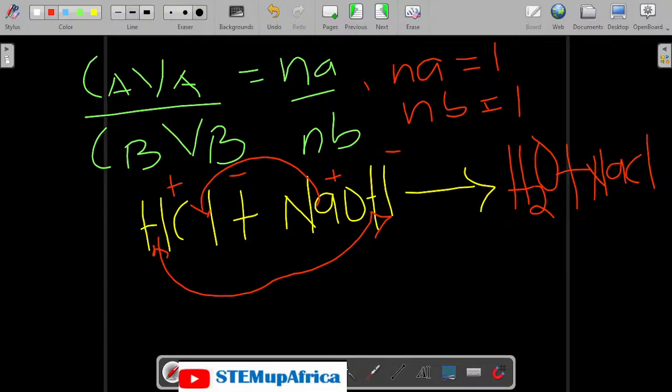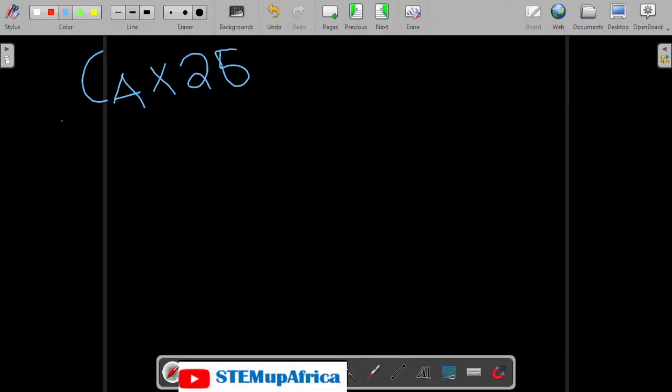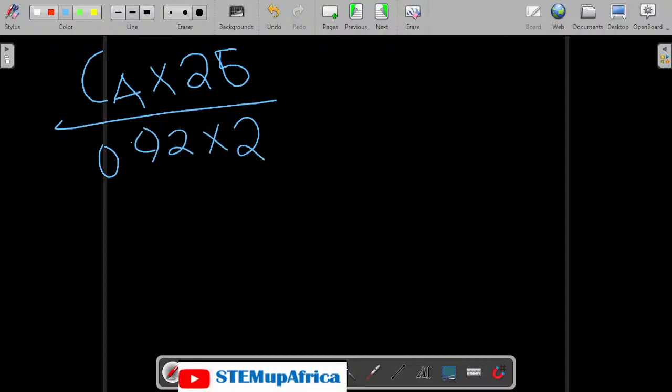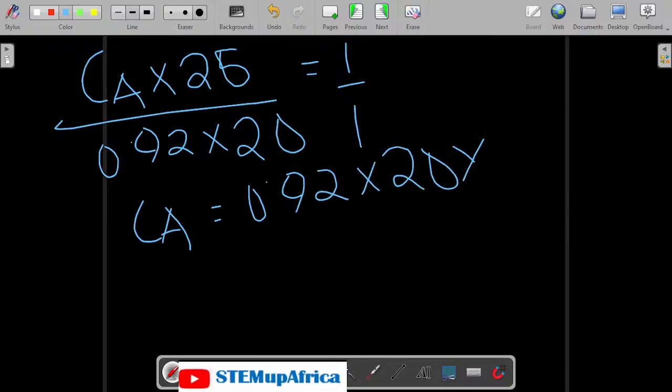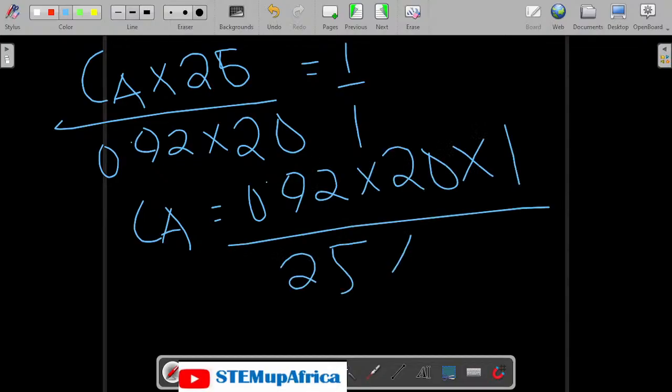That means the number before, how many moles we have here is 1, even though we are not writing it. The Na is 1, the Nb is 1. With that, I can now find the concentration of the acid. So I'm going to have Ca, I don't know, times 25 over Cb, 0.92 times 20, is equal to 1/1. So my Ca will be 0.92 times 20 times 1 divided by 25 times 1.